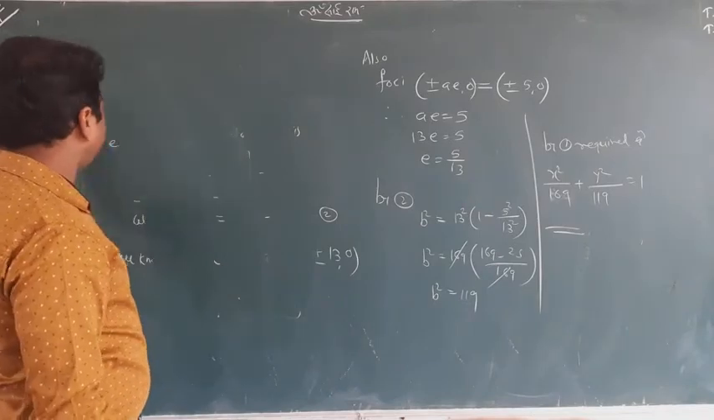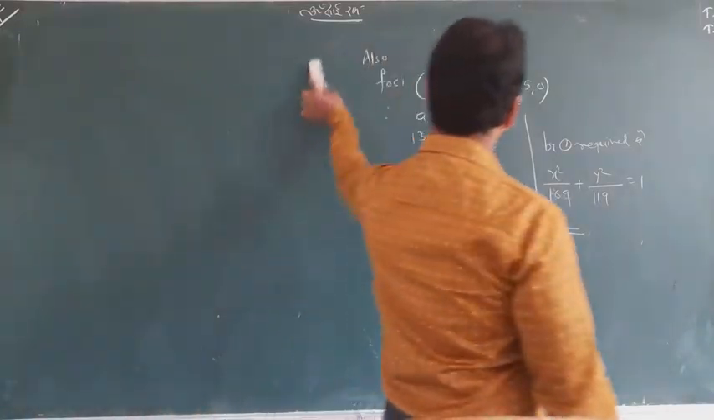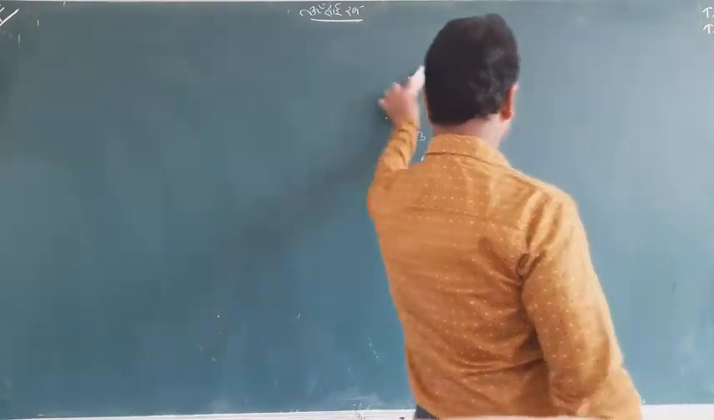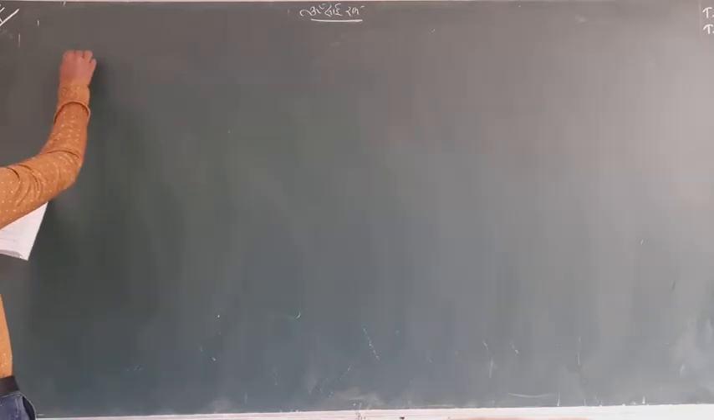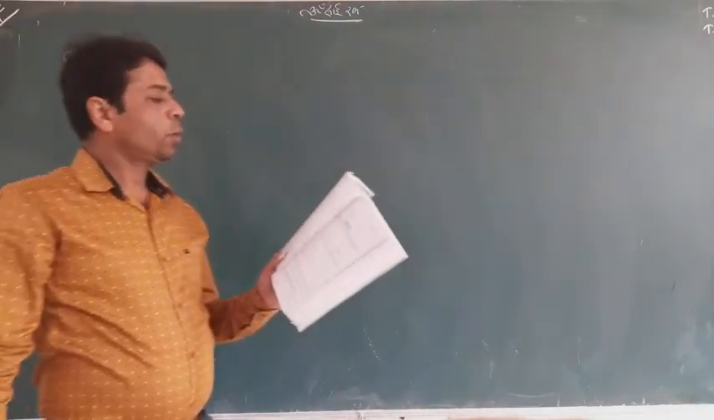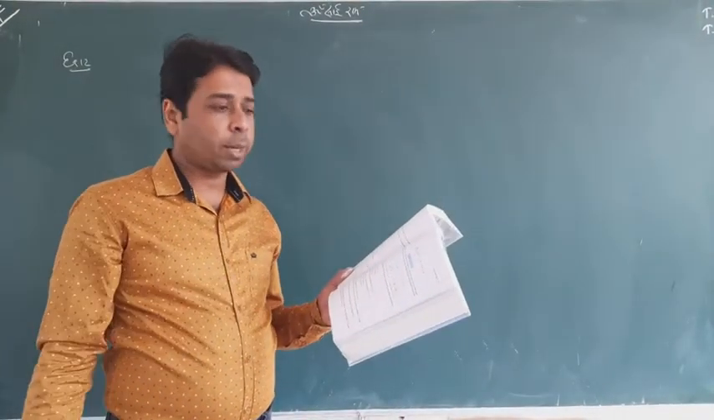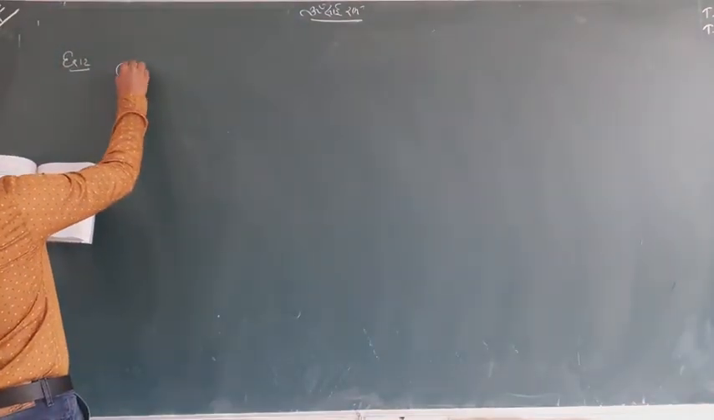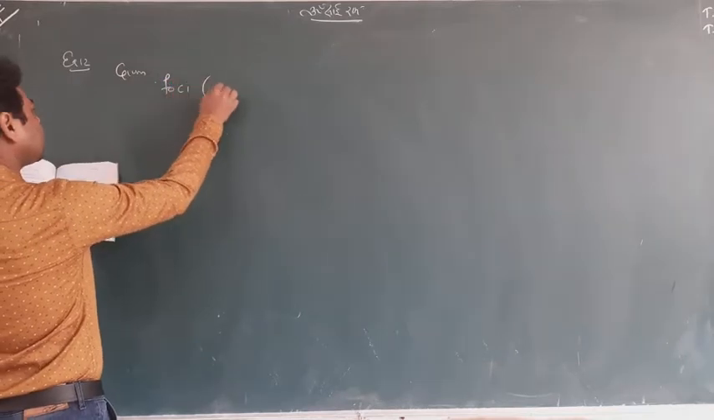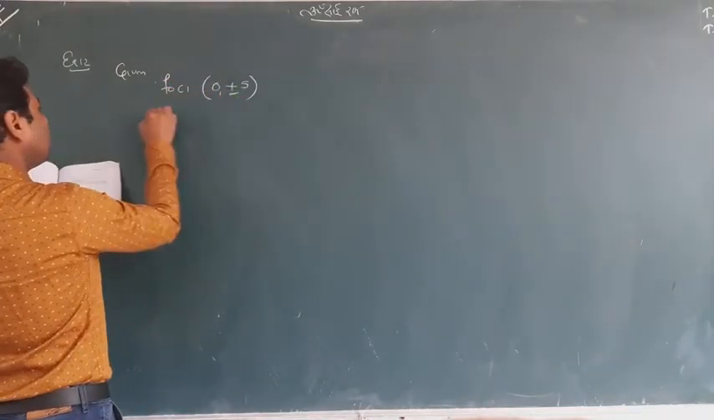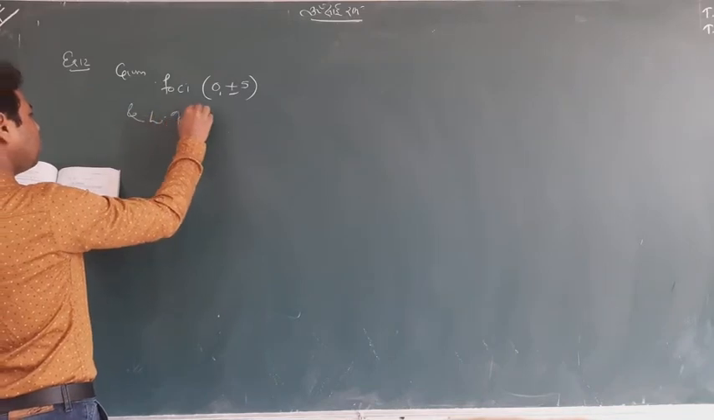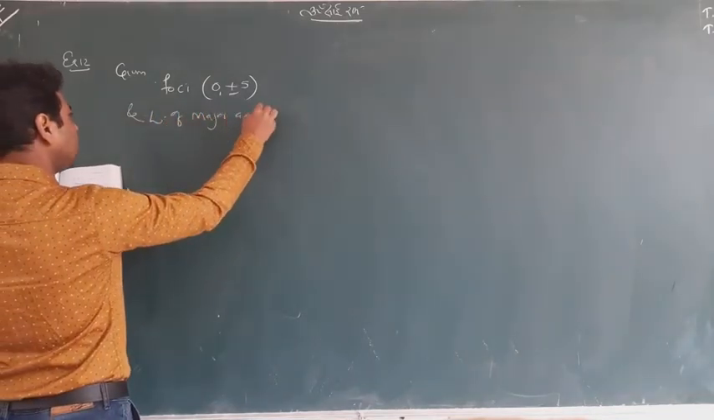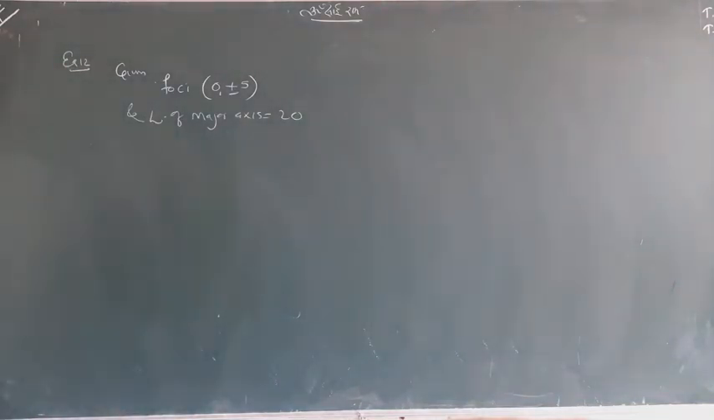So okay, now let me start again. We'll try to do some questions. Example number 12 I will tell. Find the equation of ellipse. Again the same kind of question is coming. The length of the major axis is 20 and the foci are given: 0 and plus minus 5, and the length of major axis is given 20. So okay, no worry about that.